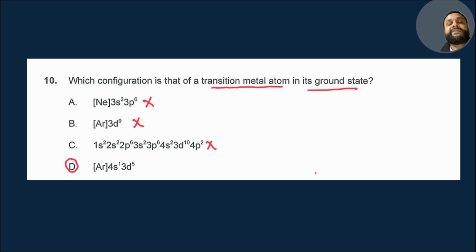And D is 18 plus 1, 19 plus 5, so 24, and that is chromium. Chromium has 4s1 and 3d5, and D has that. So D is the answer.